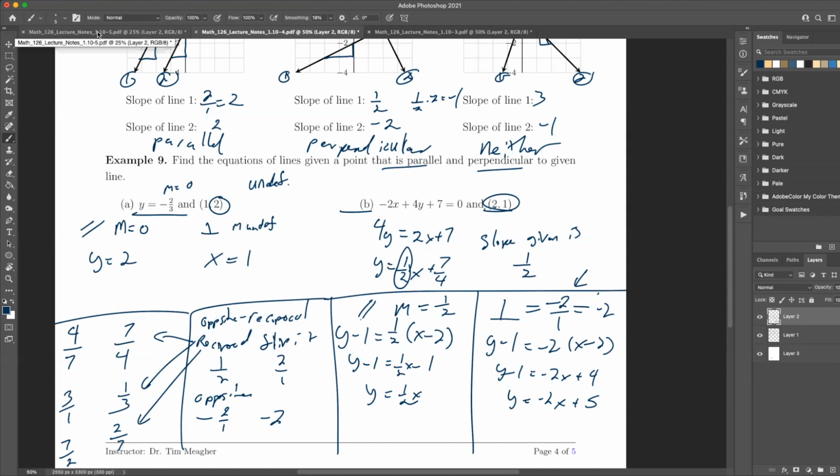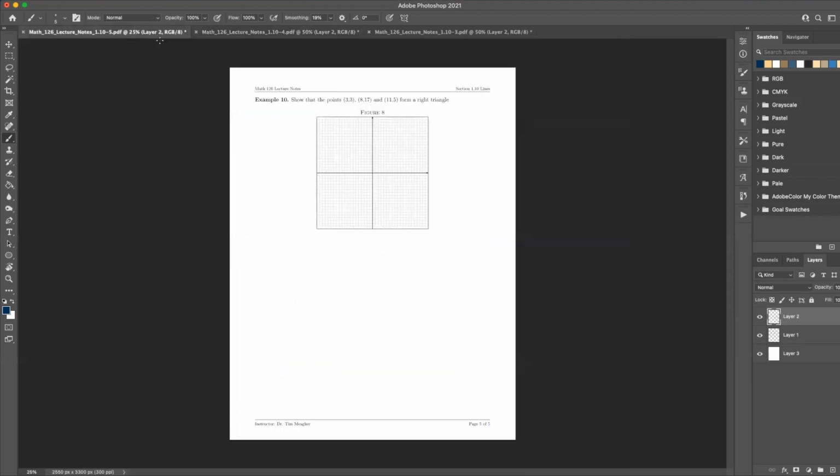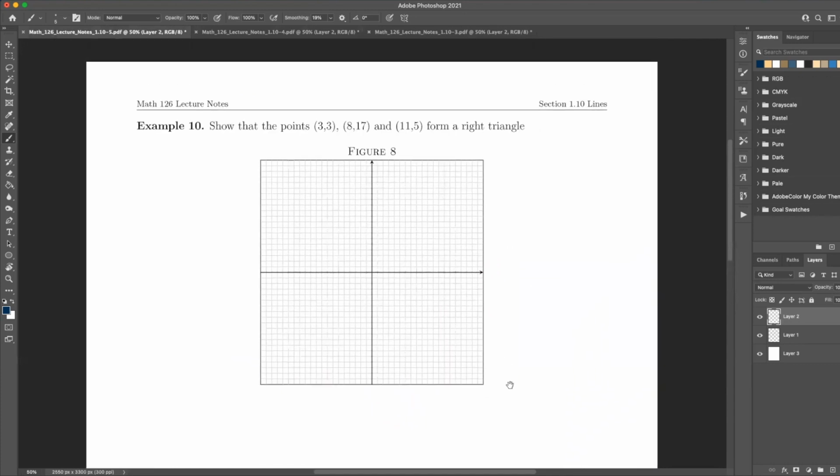All right, so let's just do this last problem real quick. Here I want to show that this forms a right triangle. And so I'm just going to label these points. I'm going to call them P, Q, and R. Just the little capital points, right? I'm going to start here and graph this real quick. So here's P, so over 3, up 3.